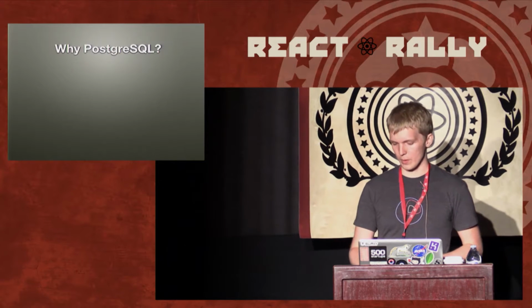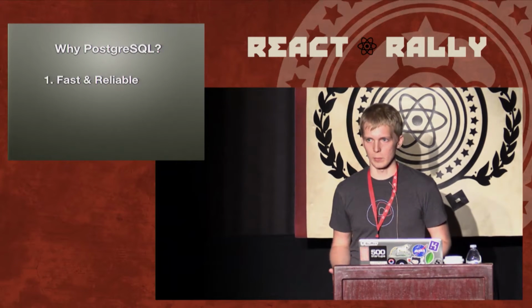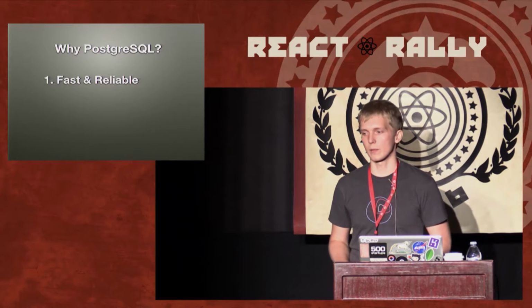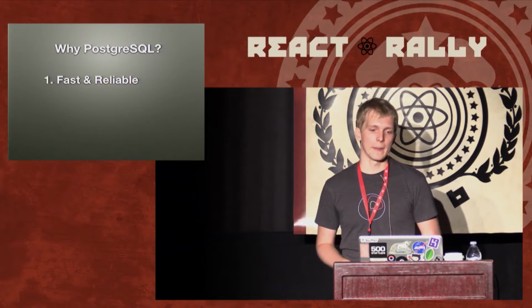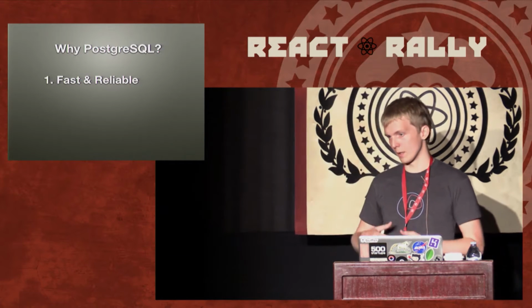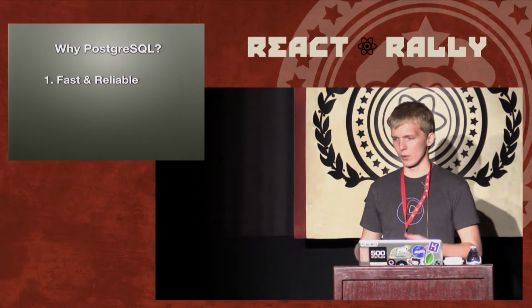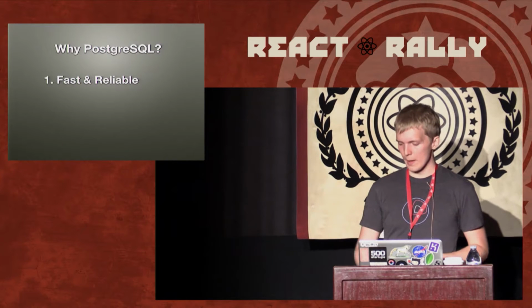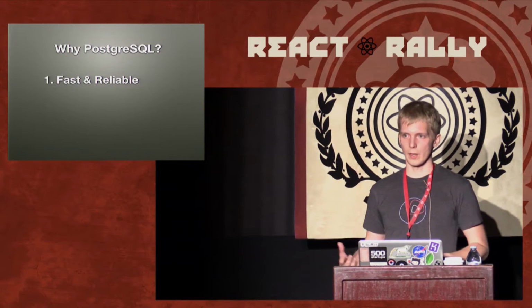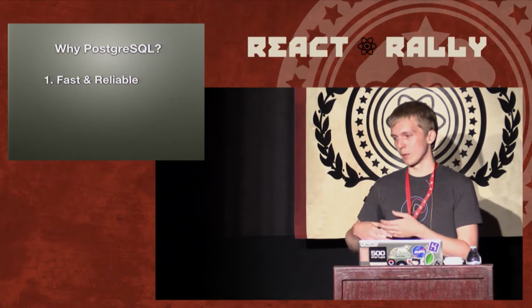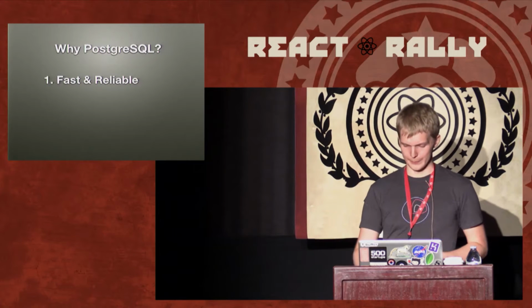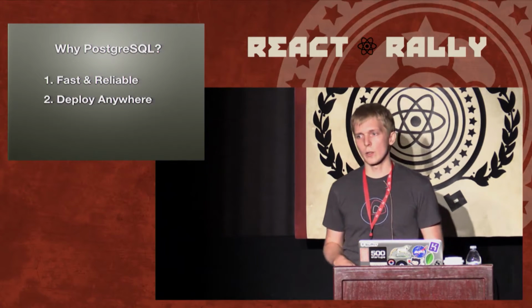The reason I prefer Postgres is, first of all, it's fast and reliable. This might seem obvious, but for example, DynamoDB is actually not that fast. The latency can be 30 milliseconds, 50 milliseconds. It's actually quite slow. And Cassandra also has its own issues. Also, Postgres is reliable. It's been around for some time, so you're not going to be broken by the next release. The other thing is you can deploy it anywhere.